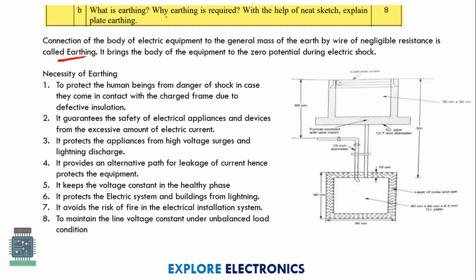And they have asked why earthing is required. In why earthing is required, in the sense that is the necessity, why it is required for us. So you can write some 5 to 6 points out of these, and then come to the plate earthing. Here there is a diagram. This diagram carries 2 to 3 marks, and you need to explain this. The explanation will be for 2 marks. So totally 5 marks will be there for this plate earthing, and the remaining 3 marks, 2 marks for this and 1 mark for this, will be allocated out of 8 marks.